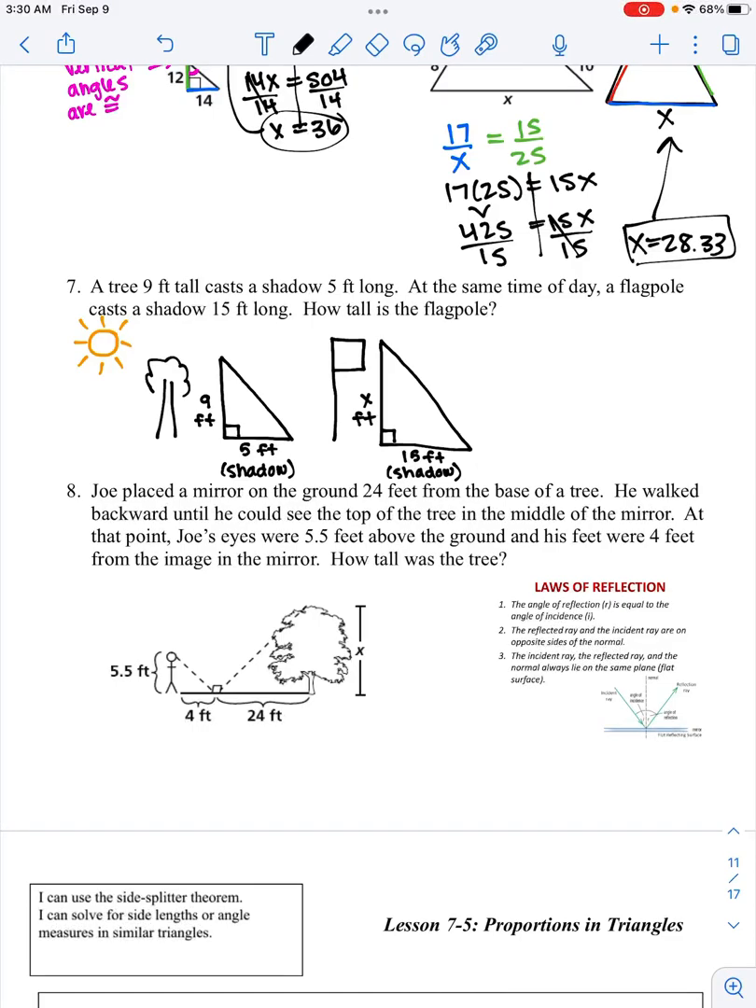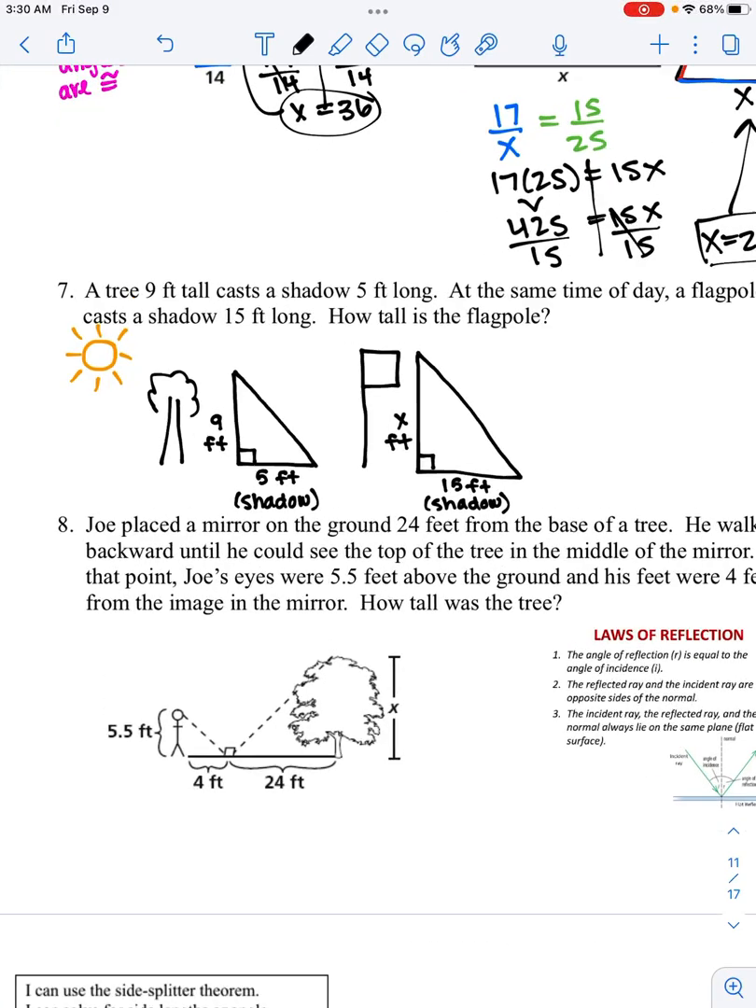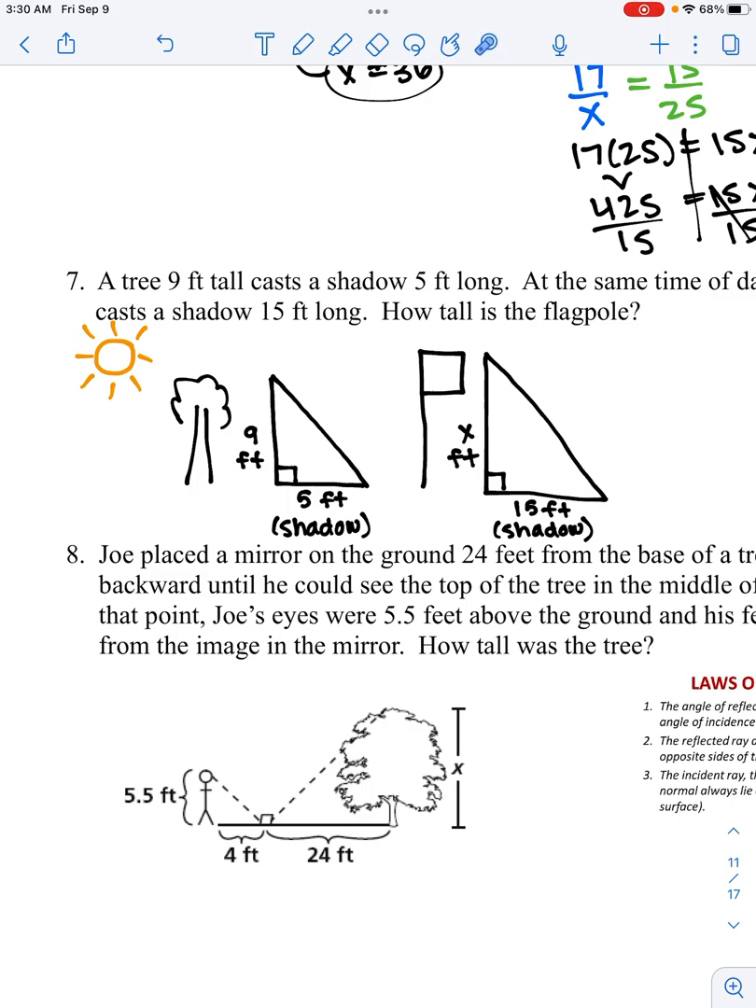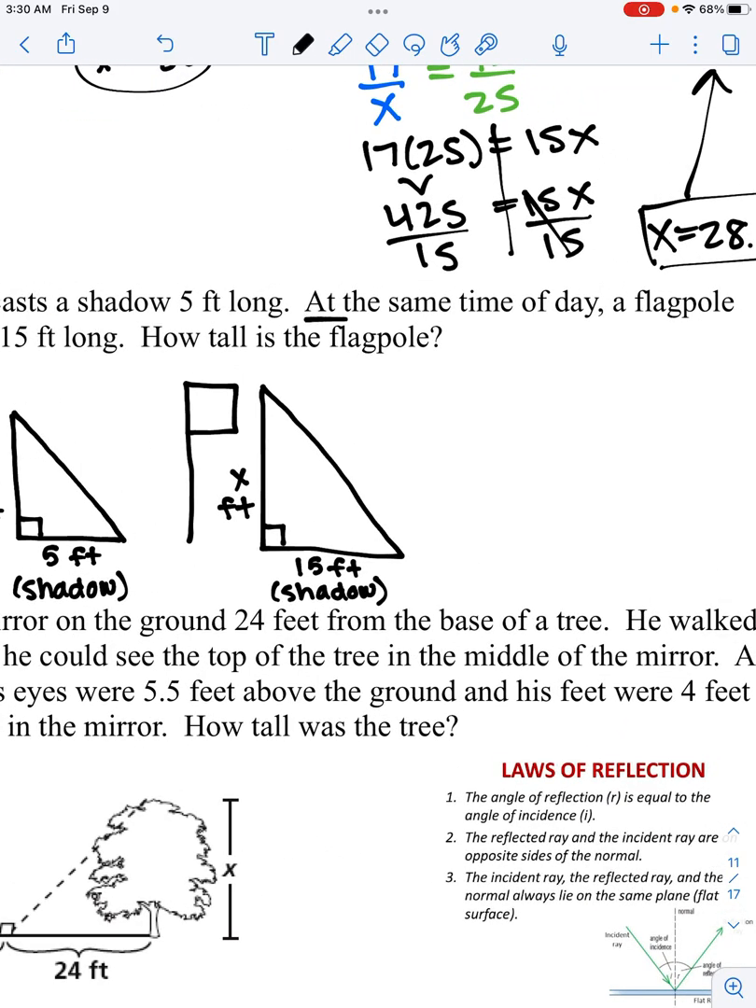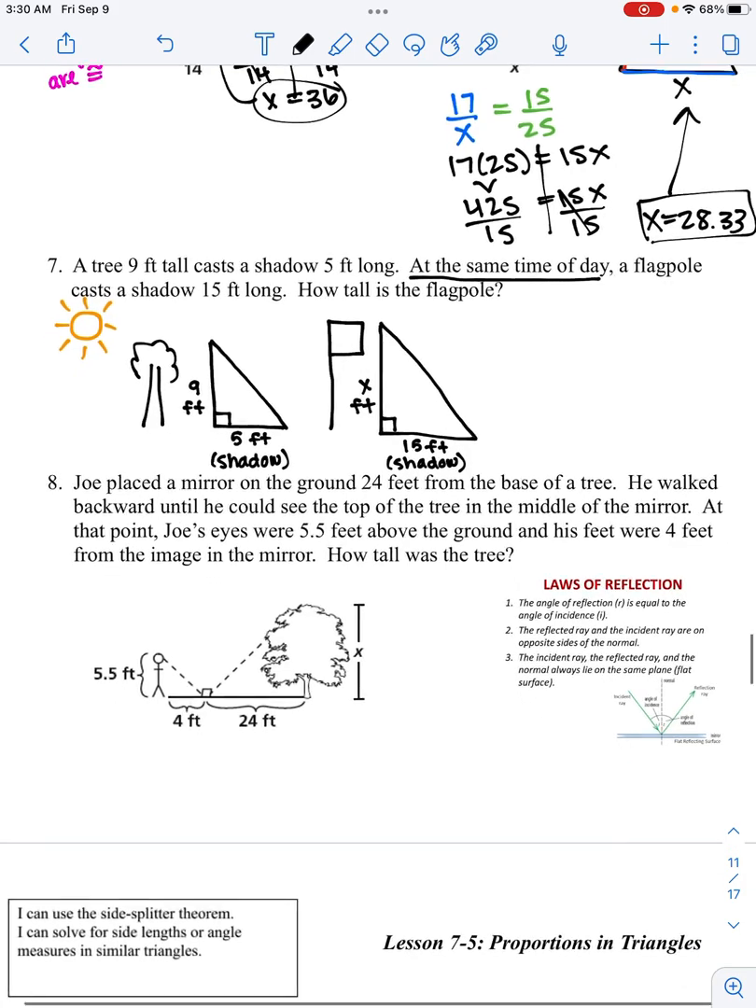All right, so for this first application, I drew some pictures already. So we have a tree that's 9 feet tall and casts a shadow 5 feet long. I drew the sun there so you can imagine how that shadow is created. And then at the same time of day, so that's going to be key information, a flagpole that is an unknown height casts a shadow that's 15 feet long.